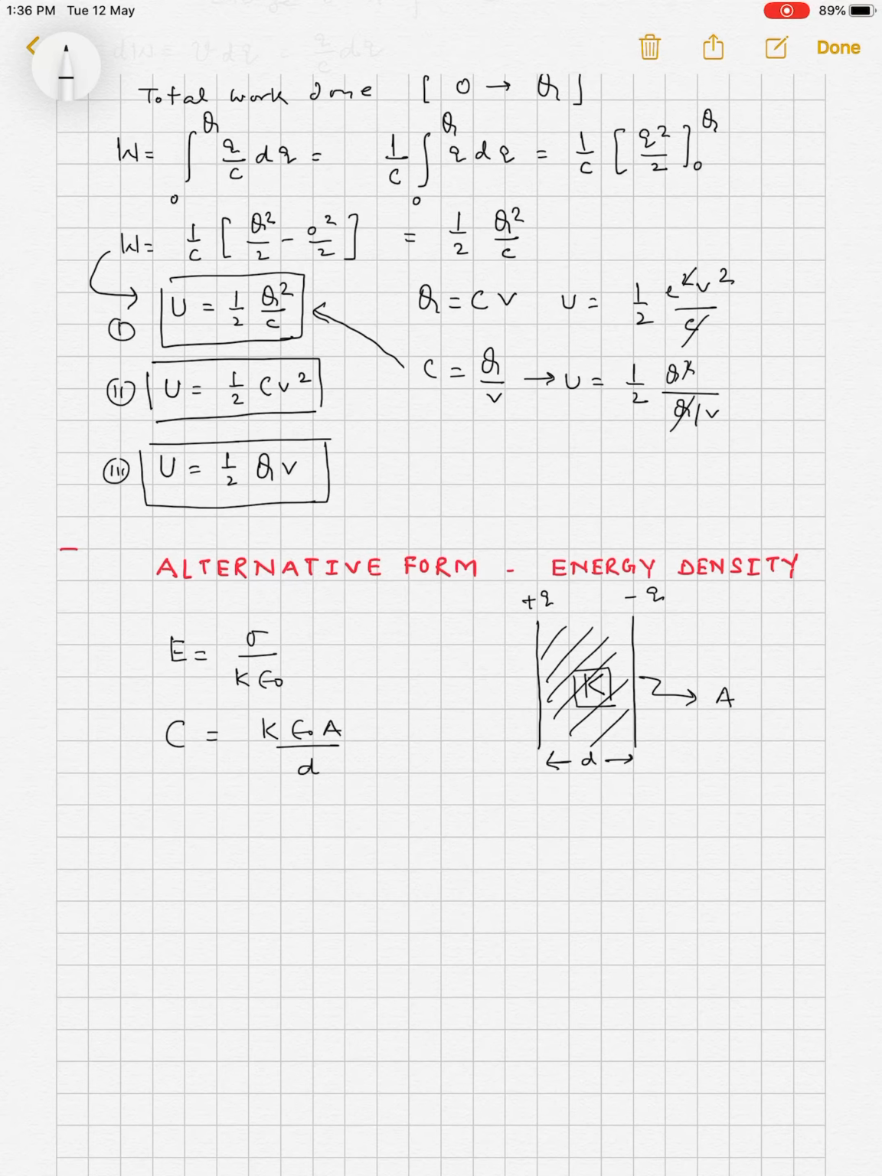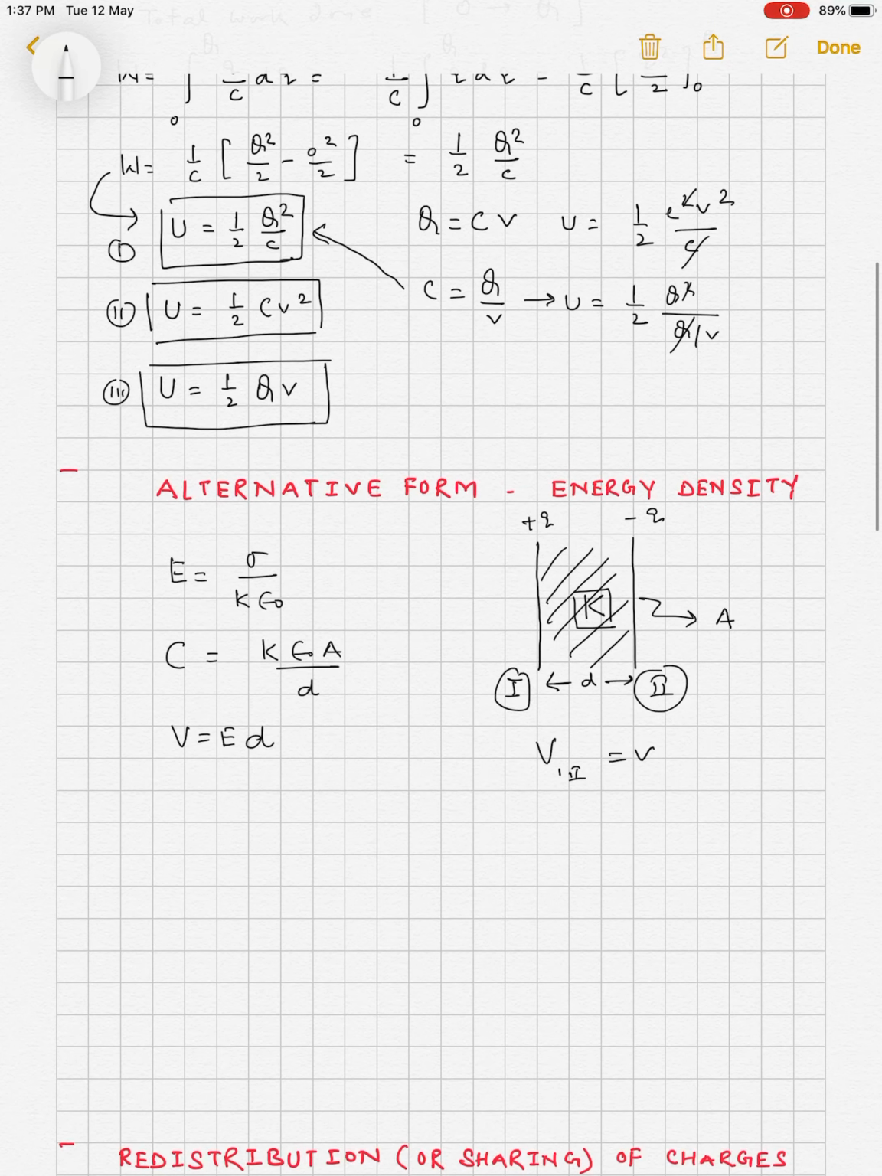When these capacitors have charge plus Q and minus Q, the potential difference, suppose these are the two capacitors, capacitor 1 and capacitor 2, between these two plates 1 and 2 is equal to V. So there is a relation between electric field and potential difference: V equal to Ed. These are the three important relations to write the electrostatic energy of the parallel plate capacitor in another form, that is called energy density. Now I am writing U is equal to half CV square.